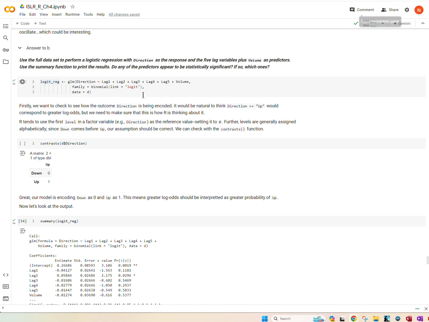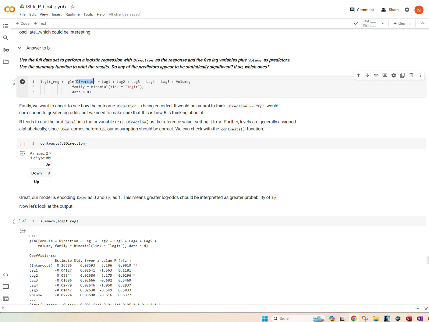Okay, so now we are on to part B, and here we're going to use the full data set and perform logistic regression, where we're regressing direction, up or down, on the different variables, Lag 1 through 5 as well as volume. So this is the code for that. I'm just regressing direction on the other variables.